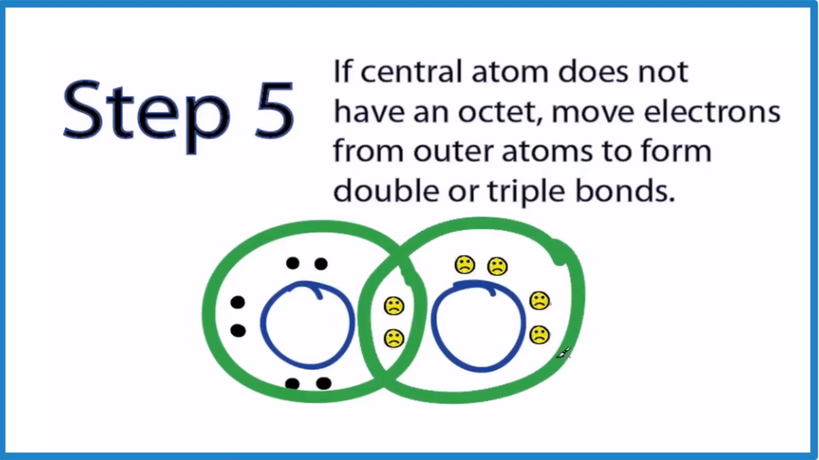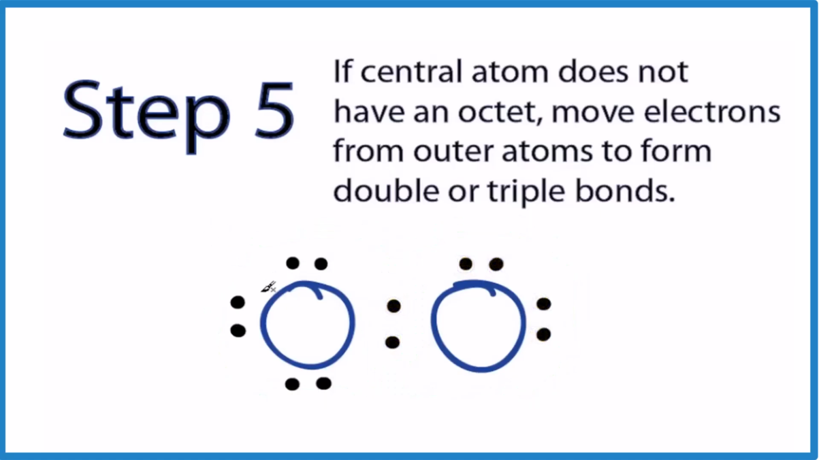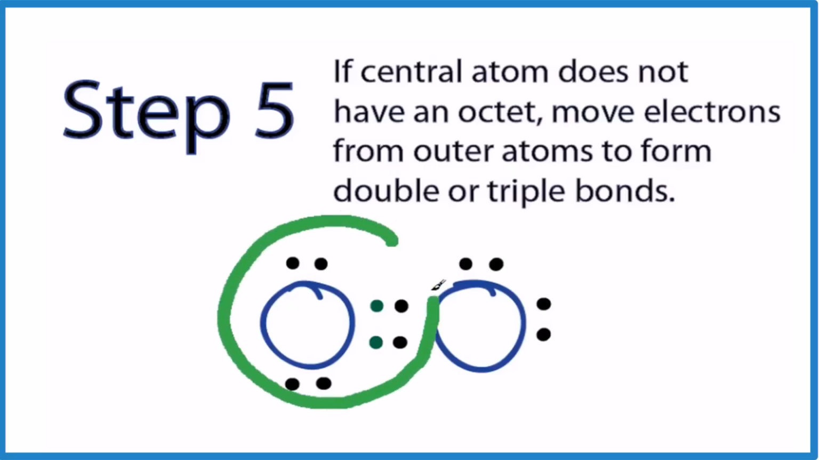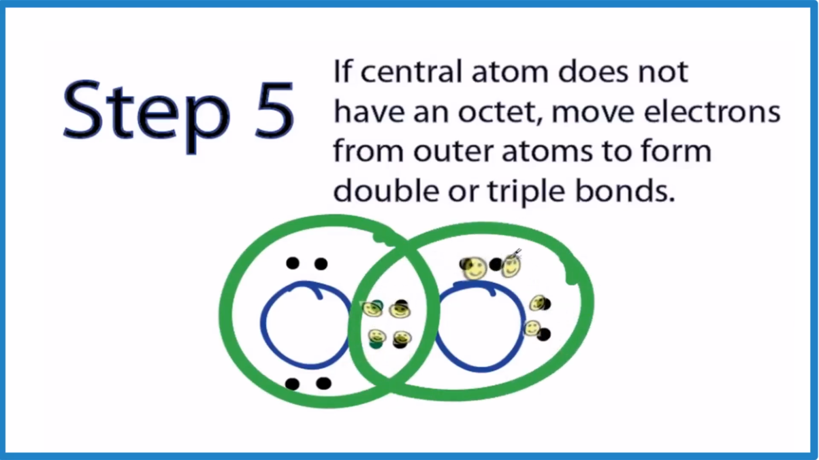It doesn't have an octet and I don't have any more valence electrons. To solve the problem, I can take these valence electrons right here and move them to the center to share them and form a double bond between the two oxygen atoms. I'm still only using 12 valence electrons, but now this oxygen has 2, 4, 6, 8 valence electrons, and this oxygen has 2, 4, 6, 8 valence electrons.